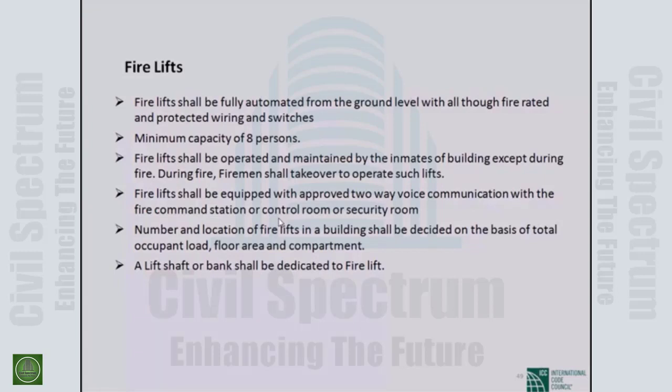Another thing, a lift bank should not have more than 6 fire lifts at a time. Another thing, the fire lobby, the lift and the stair should not be together if not totally protected. If it is separately protected, a fire lift should not be built around a stair. If it is built that way, the total lift and the fire stair must be protected as a closure, as a smoke-proof enclosure.